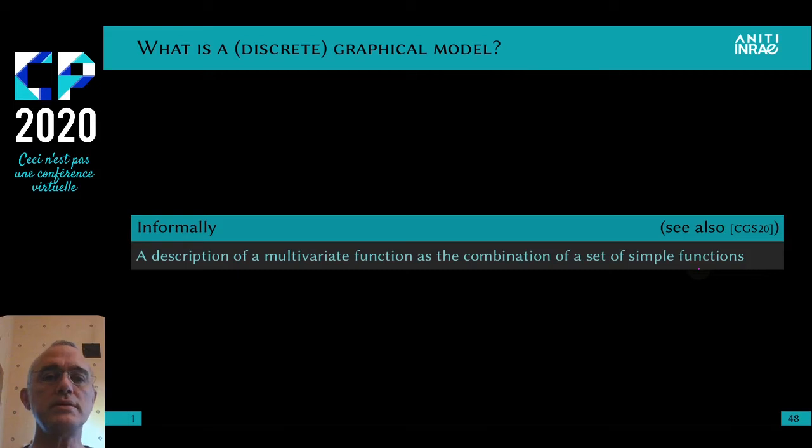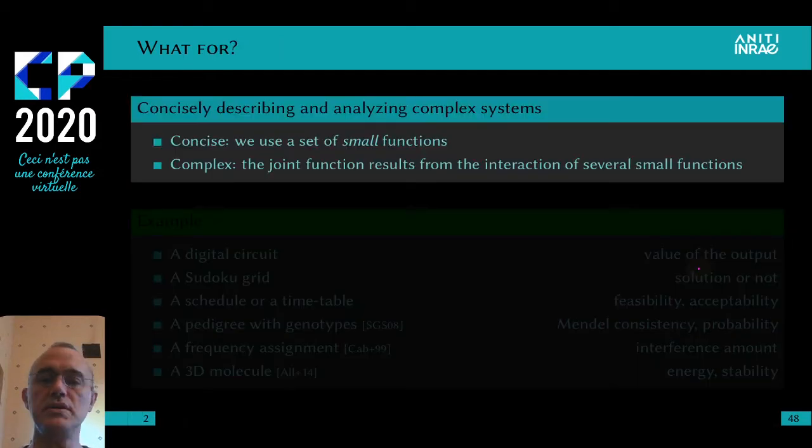So what is a graphical model? Informally, it's a description of a function of many variables as a combination of a set of simpler functions. And this is used in many areas to describe various types of functions, and it has two interesting properties. It's concise because we use a set of small functions, and it allows us nevertheless to describe a complex object because we describe a function of many variables whose value results from the interaction of several small functions.